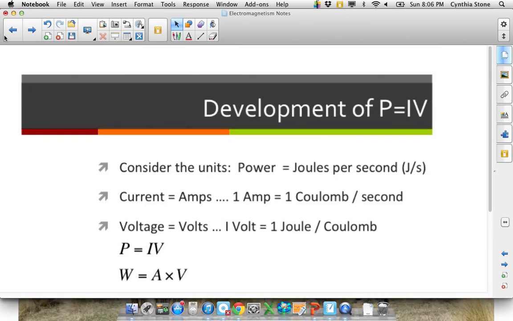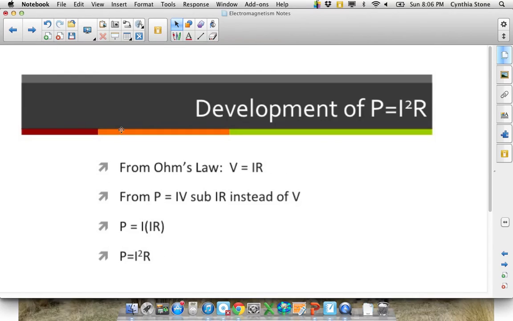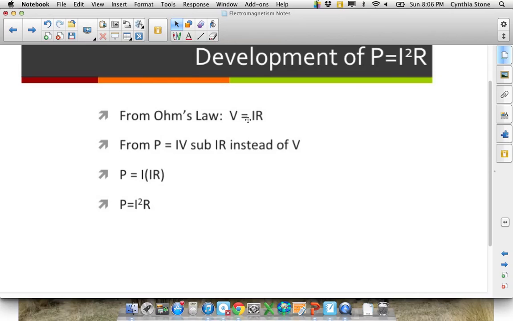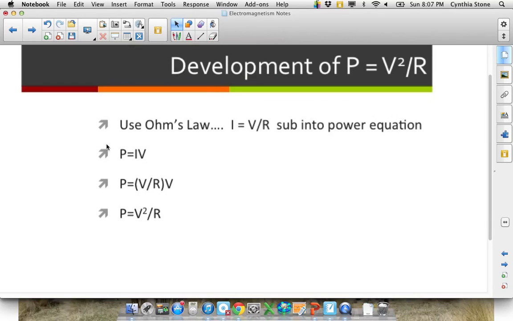But if you take that for granted, then the second formula is I squared R. That's just taking Ohm's law and subbing it in. If I don't know V, but I know that V equals IR, then in P equals IV, instead of writing V, I write IR, and there's my P equals I squared R. So that's where that formula came from. And similarly, with exact same idea, for a power formula with no amps, replace I with V over R, so you get V squared over R.